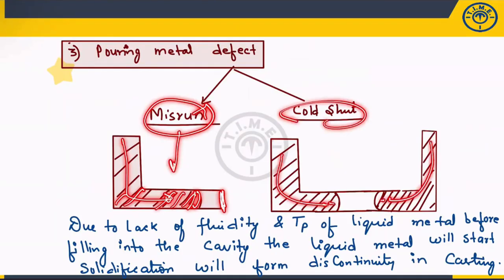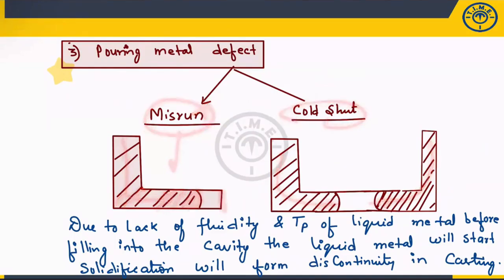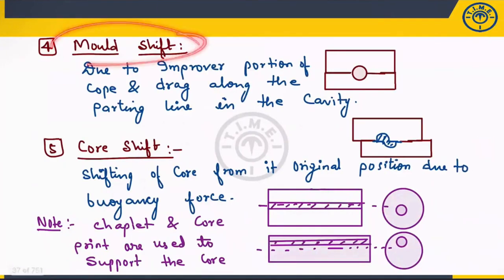So these two streams of liquid molten metal will not fuse together. They will not mix with each other. So they will result in a kind of defect that is called a cold set. Mizran means from one side, cold set means from both the sides. Now the fourth one is mold shift.